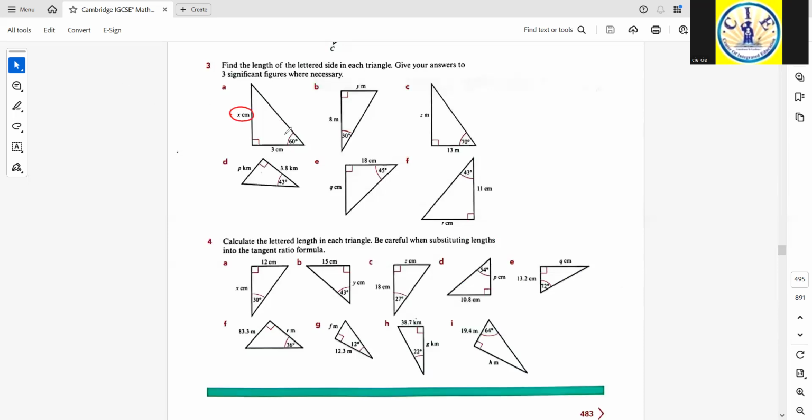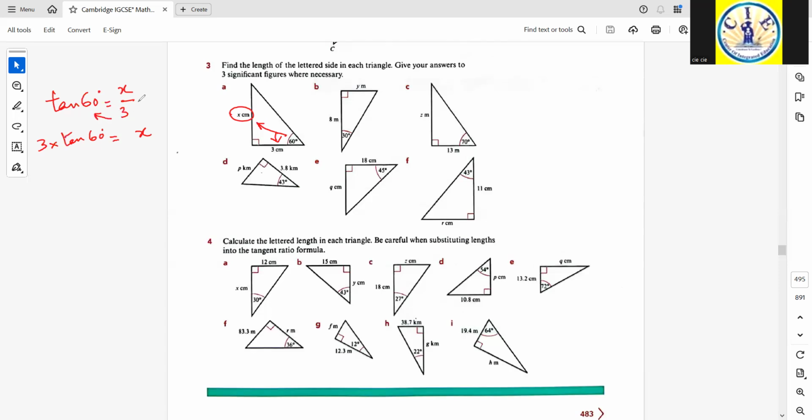So again, considering this angle now, tangent of 60 will be equal to the opposite side, which is X, divided by the adjacent side, that is 3. Now we can simplify this algebraic or trigonometric equation as 3 would be cross multiplied with this 60. That will give you 3 times tangent 60.